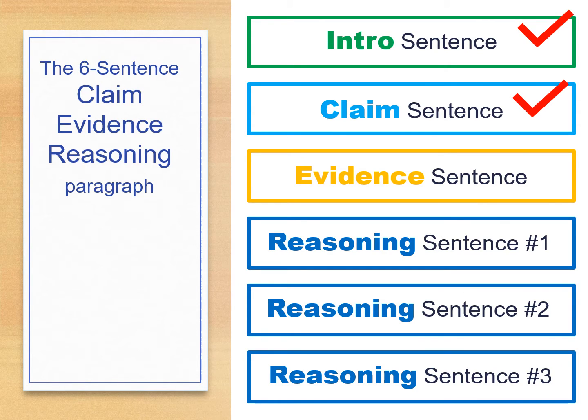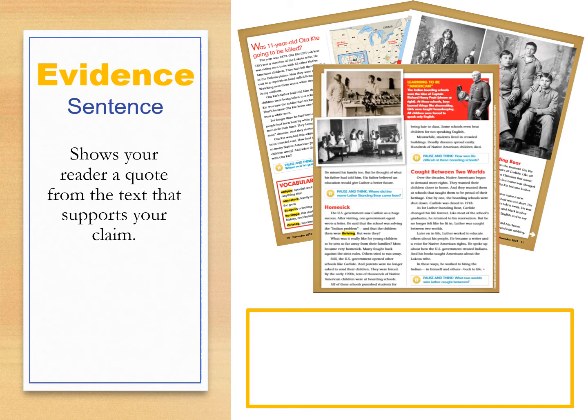Okay, we've got our intro sentence, we've got our claim sentence, and now it's time for our evidence sentence. Here we go. An evidence sentence shows your reader a quote from the text that supports your claim. And you know this already, but I'll just remind you, evidence must come from the text. It can't just be like what we think. That comes later. It's got to come from the text.